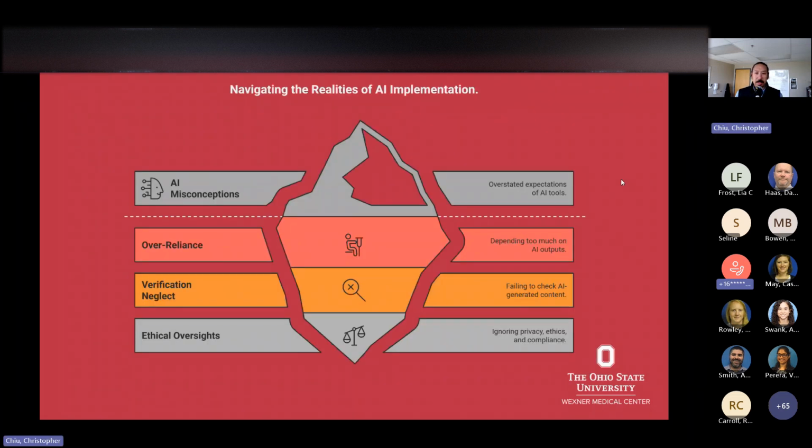Just going back, I cannot emphasize this enough, just as we had discussed earlier in the ethics discussion, there are lots of issues with AI use, and some of the misconceptions are only the tip of the iceberg. As we progress, there's the risk of being over-reliant on it, having it write your next report and not verifying any of the citations. These are important things, and then, of course, the ethical oversights as well.